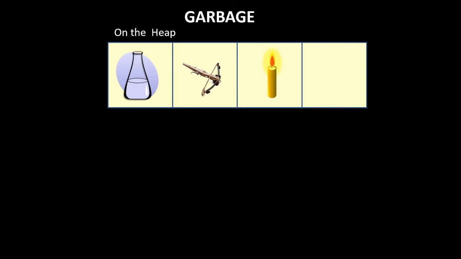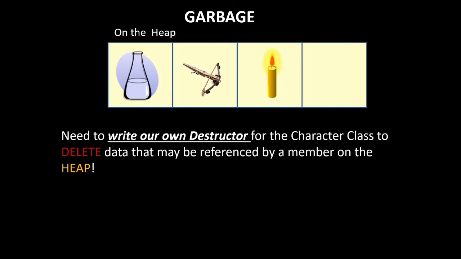Okay, and if you've done Java, you've probably heard about garbage collection being automatic and all that stuff. And this is what you're hearing about, this very idea of garbage being left out on the heap. And luckily, Java takes care of all this stuff for you. But C++ does not. You, as the developer, have to go and address this. So we need to write our own destructor for the character class to delete data that may be referenced by a member on the heap.